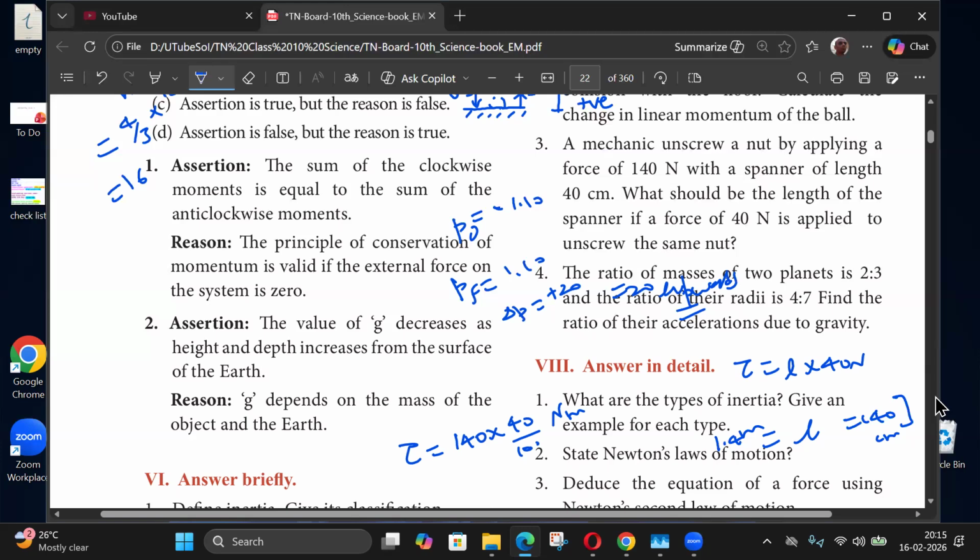Okay. So the first step is torque required to unscrew the nut. That is 140 into 40 centimeter. We have to convert to meter because of SI units. So that torque should match now with the 40 Newton into the new length. Okay, so 40 and 40 will cancel. So 140 by 100, so 1.4 meter.